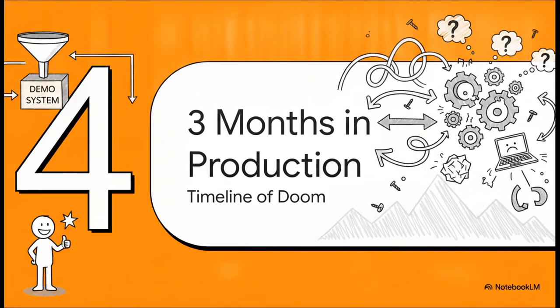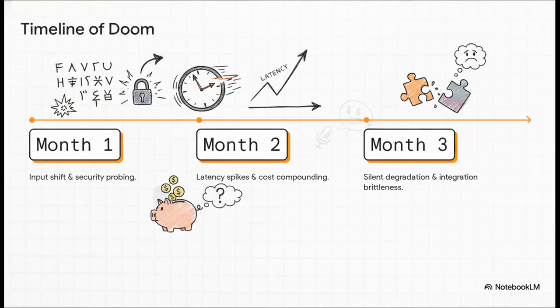All right, let's get practical with Section 4, 3 months in production, or what we can call the timeline of doom. Let's ground this theory in reality for a second. Imagine a generic, end-to-end document Q&A system. It works flawlessly in the demo. Let's see what actually happens to it when it hits the wild without those specific engineering arcs in place. Here is your 3-month timeline of doom.